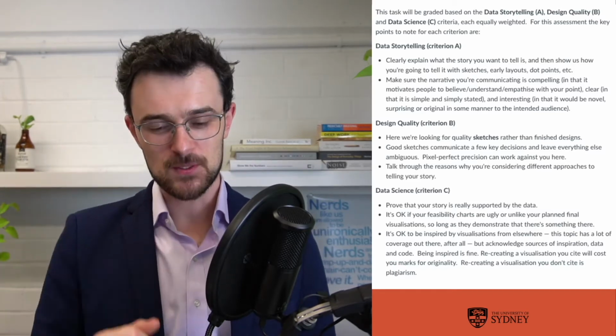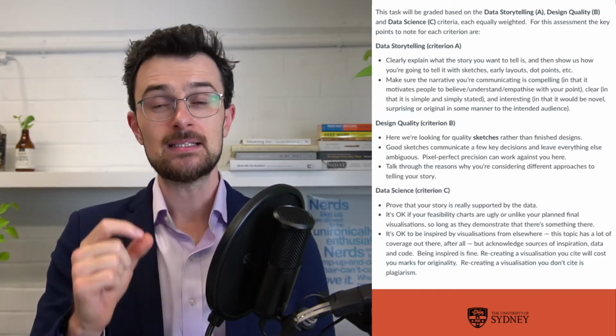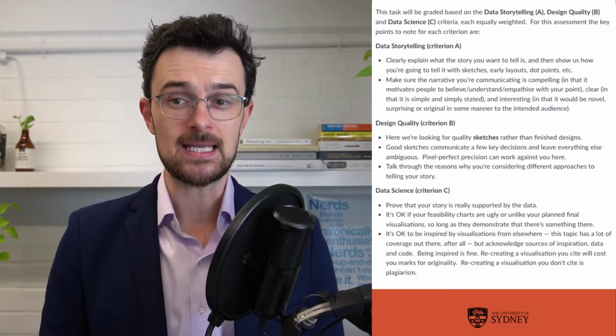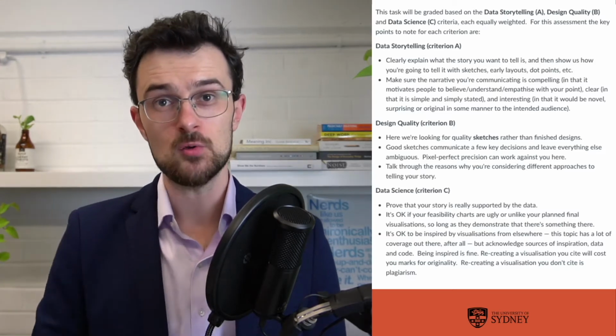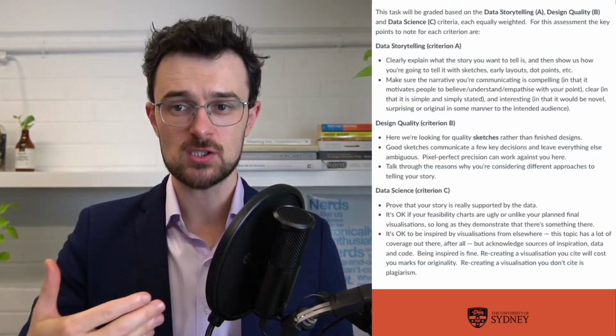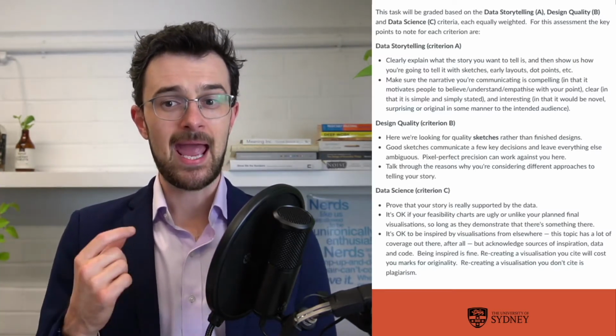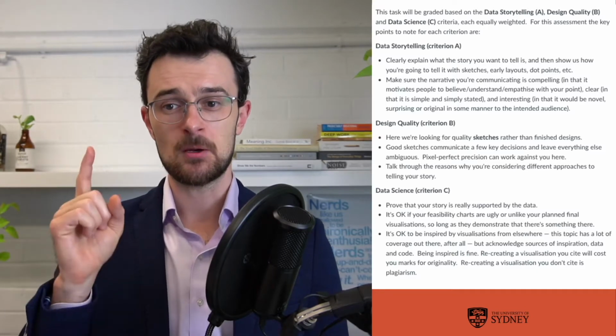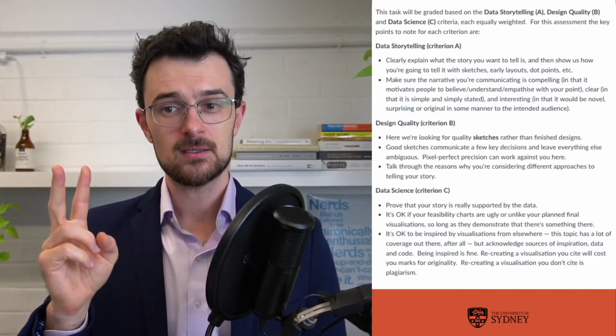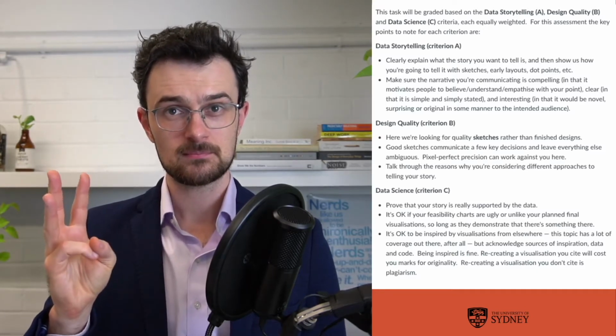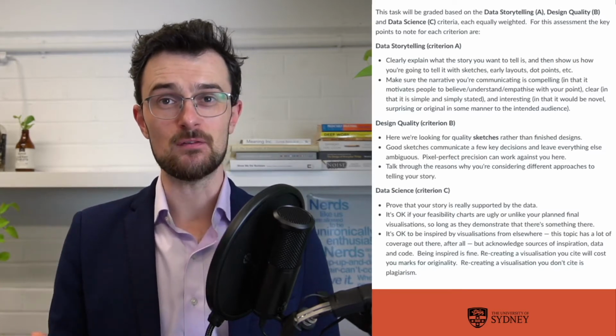To tell a story, it says here that you want to clearly explain what that story is and then show how you are going to tell it using sketches, early layouts, some dot points for the narrative, etc. And that you need to check that it is compelling, clear, and interesting. So that's 3 things that you can check off.